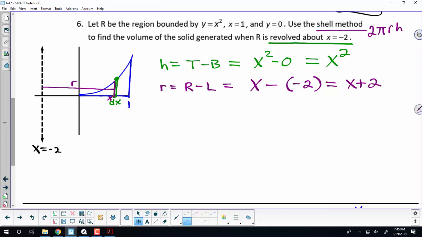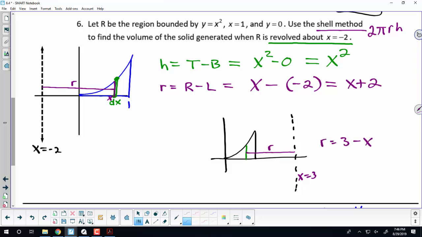So that's what's going to change when you rotate these about a different axis with the shell method: your radius will change. If it was x equals 3 instead of x equals -2, would it be left minus right? No, it would still be right minus left. If we were rotating around x equals 3, it's still the right minus the left. So we had that region rotated around this axis, and this is our radius. Sorry, this is x equals 3, so it's 3 minus x.